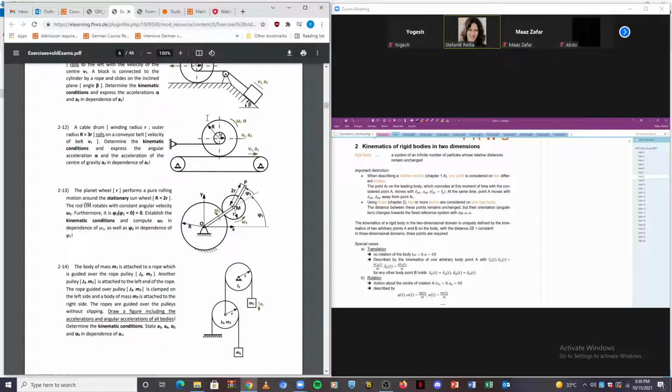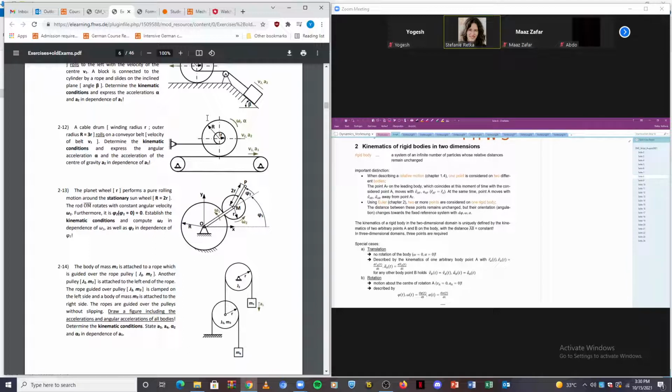You do know the definition of a rigid body from Engineering Mechanics 1. This is a system of an infinite number of particles whose relative distance remains unchanged. Or another definition, it's an object with a specified mass and with spatial dimensions, a length, a width, a height.